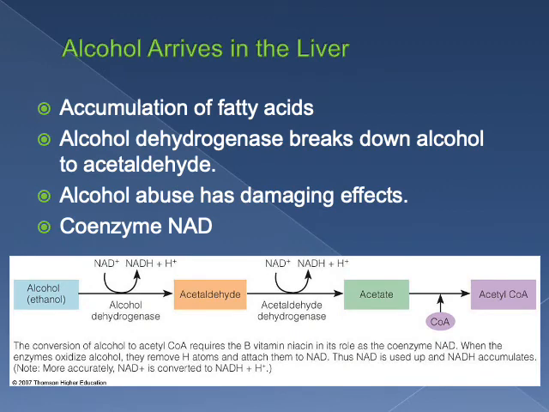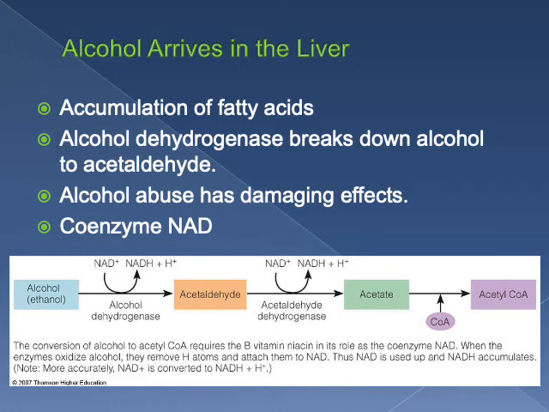Alcohol goes to the liver after it's been absorbed. It's a toxin, so the liver is going to try to get rid of it, and it can get rid of some of it. However, it does promote the accumulation of fatty acids, which eventually can lead to a fatty liver. And the diagram at the bottom of the slide shows the metabolism of alcohol and why this occurs.